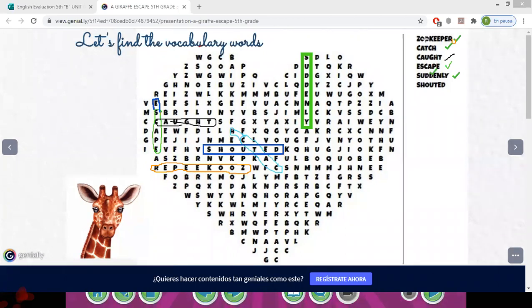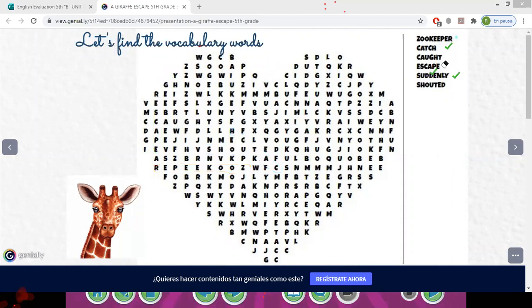Repeat, please. Zookeeper. Open your microphones. Zookeeper. Catch. Escape. Suddenly. Shouted. Good. Now, let's go to the story.